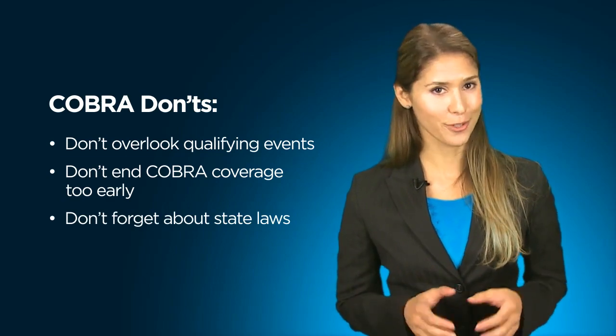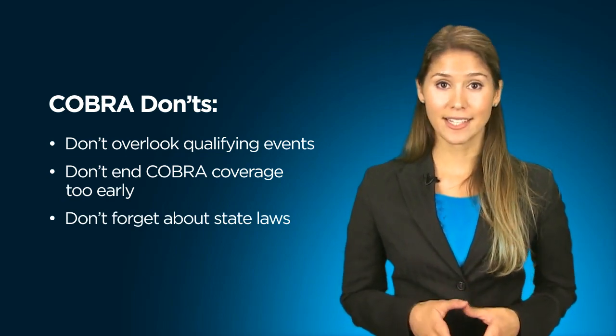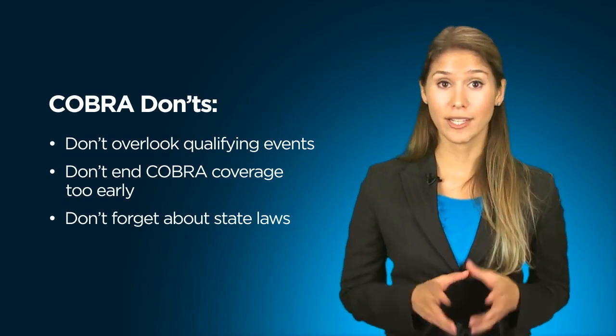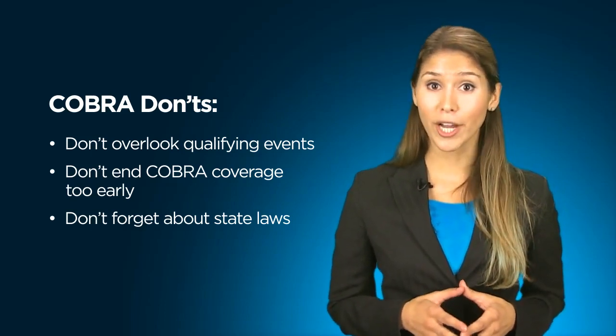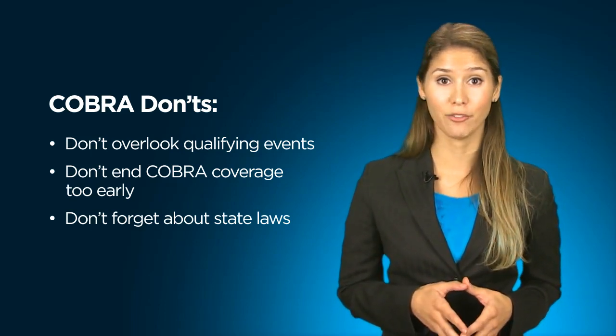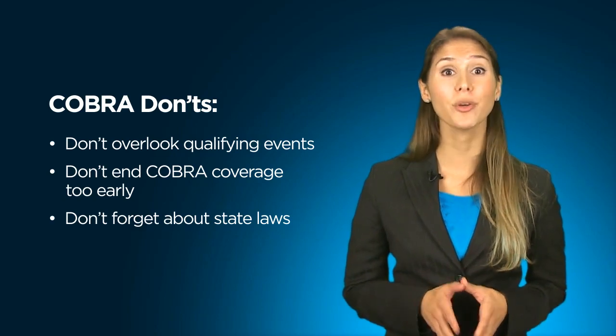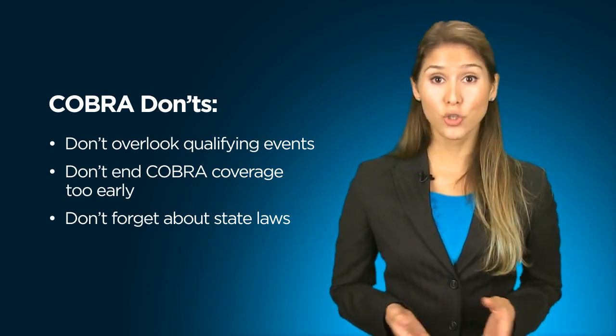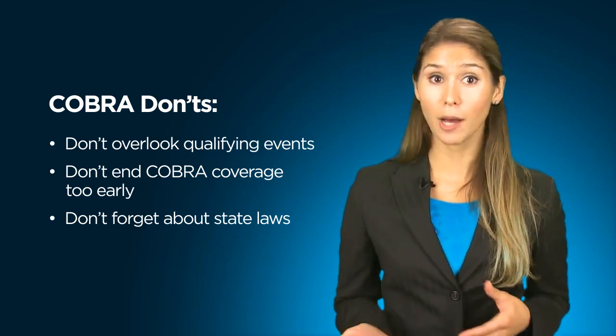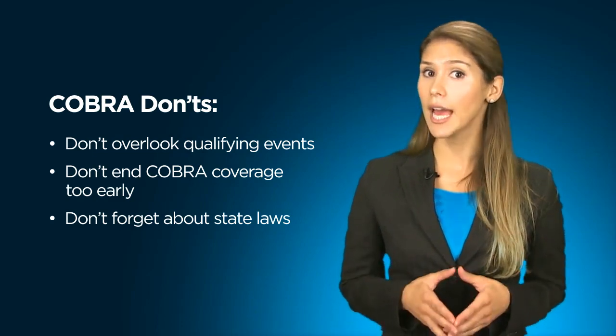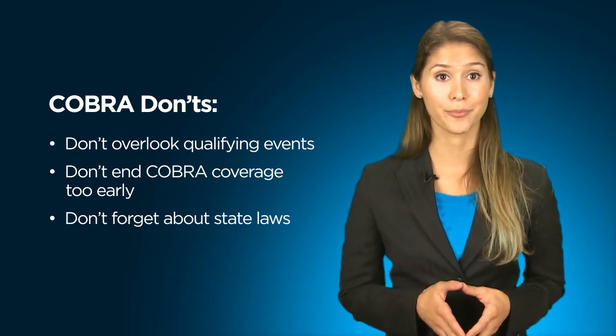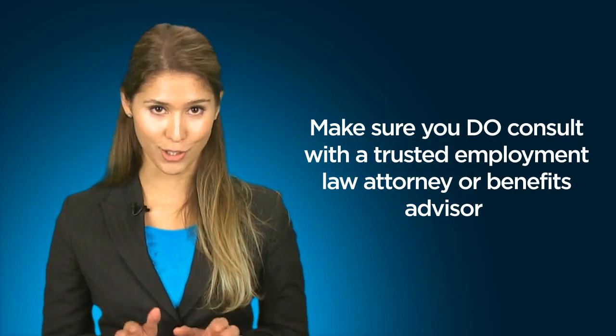Also, don't forget about state laws. Many states have enacted what are commonly known as mini COBRA laws, which may require continuation of group health plan coverage provided by employers with fewer than 20 employees. You should check to see if a mini COBRA law applies to your plan and, if so, how it differs from federal COBRA.